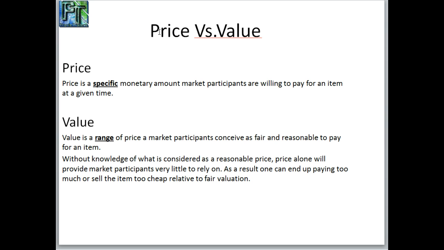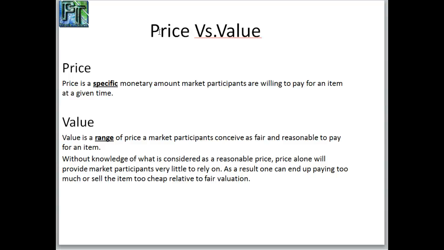Now, price versus value. In theory, price is a specific monetary amount market participants are willing to pay for an item at a given time. Very simple. If I ask what's the price of 1 pound of carrots, they're going to tell me it's $6 or whatever. So that dollar amount assigned to the item is price.